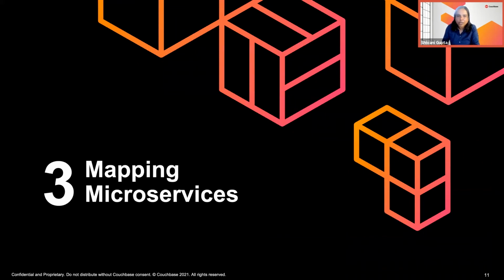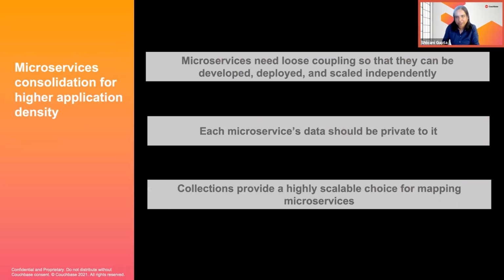So with that, let's look at our next use case, which is how you can map a microservices-based application using these constructs. Microservices is a very popular architectural pattern these days because it makes it much easier for application development to be agile, and it helps build applications which are loosely coupled and can be scaled, built and deployed faster. That is why microservices need loose coupling, so that each of these pieces can be developed and deployed independently.